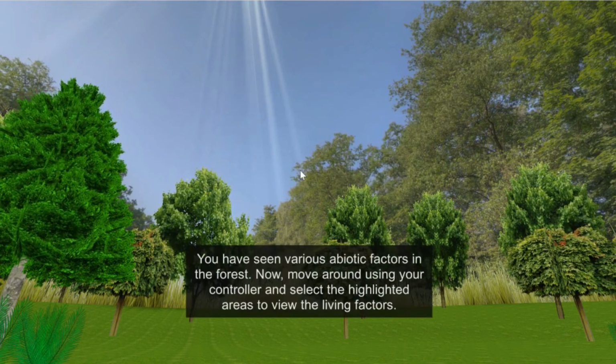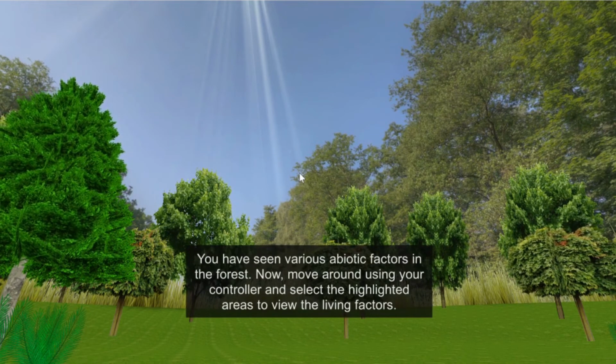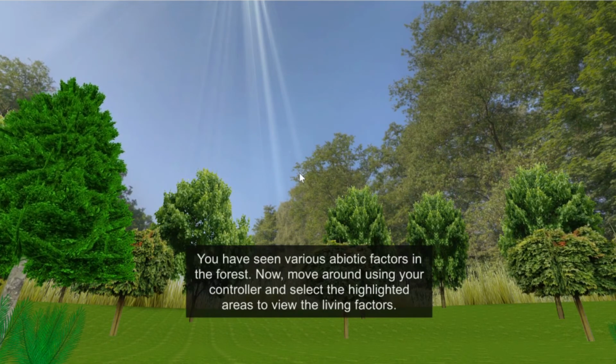You have seen various abiotic factors in the forest. Now move around using your controller and select the highlighted areas to view the living factors.